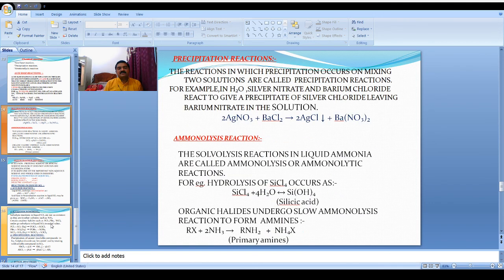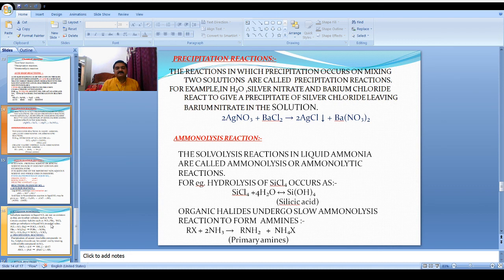The next, precipitation. So what does precipitation mean? You know very well the term precipitate. Precipitate means insoluble form of the compound. So here the mixing of silver nitrate with barium chloride forms the white precipitate of silver chloride. This downward arrow shows that this white PPT will settle down in the beaker, with formation of barium nitrate as a salt. Here silver chloride is formed as the white PPT, and this reaction is known as the precipitation reaction.